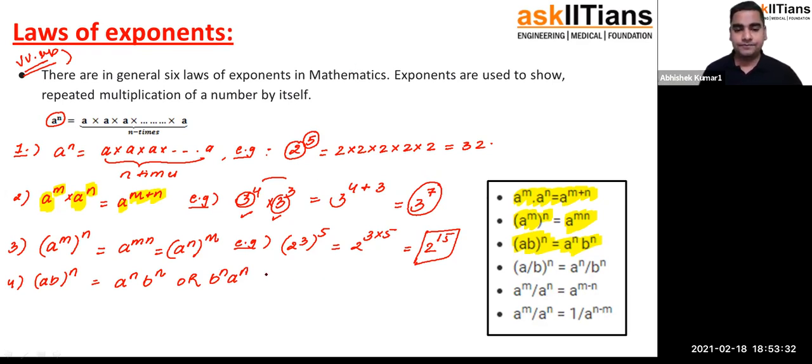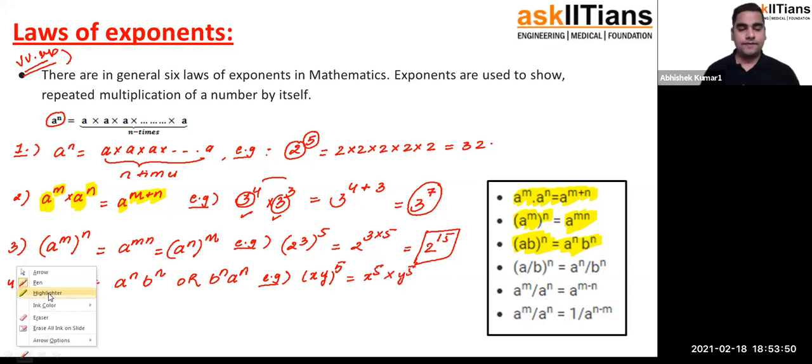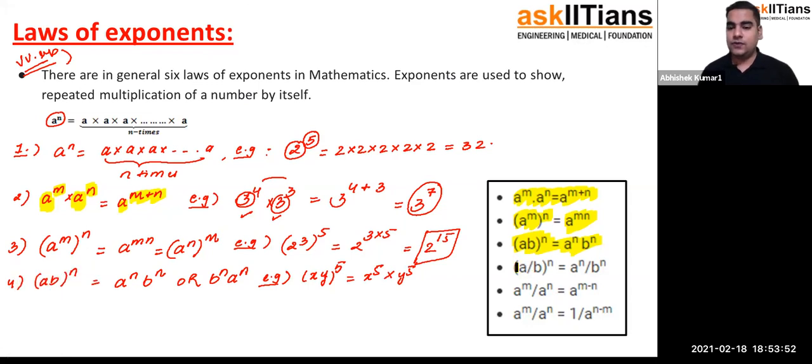For example, if they are asking me to calculate (xy) raised to the power, let's say 5, then I can always write it as x raised to the power 5 into y raised to the power 5. Understood? What's the next one? Next one is the quotient rule. All right, this is again super easy.